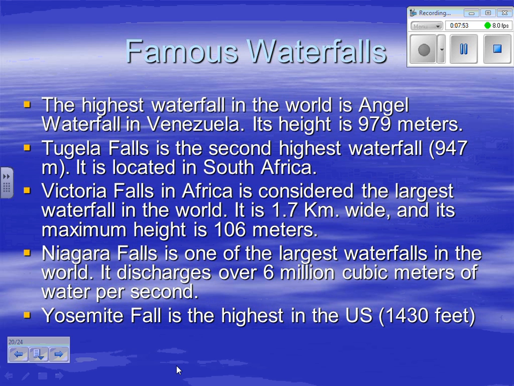Famous waterfalls. The highest waterfall in the world is Angel Falls in Venezuela. Height is 975 meters. Tugela Falls, second highest waterfall, 947 meters, is located in South Africa. Victoria Falls in Africa is considered the largest waterfall in the world. It is 1.7 kilometers wide, and its maximum height is 106 meters. Niagara Falls is one of the largest waterfalls in the world. It discharges over 6 million cubic meters of water per second. And Yosemite Falls is the highest in the United States at 1,430 feet.